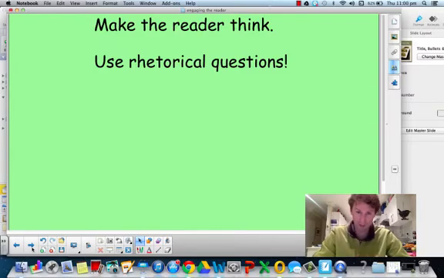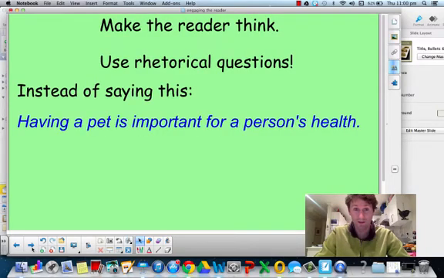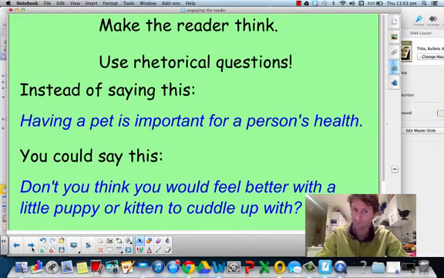Okay, let's start with making the reader think. Now one way to do this is to use rhetorical questions. We've talked about this already, so I'm going to go through this fairly quickly. Instead of saying something like this, having a pet is important for a person's health, it's very true, but it's not very interesting. We might use a question to engage the reader, something like this. Don't you think you would feel better with a little puppy or a kitten to cuddle up with? Okay, so that's an example of a rhetorical question.